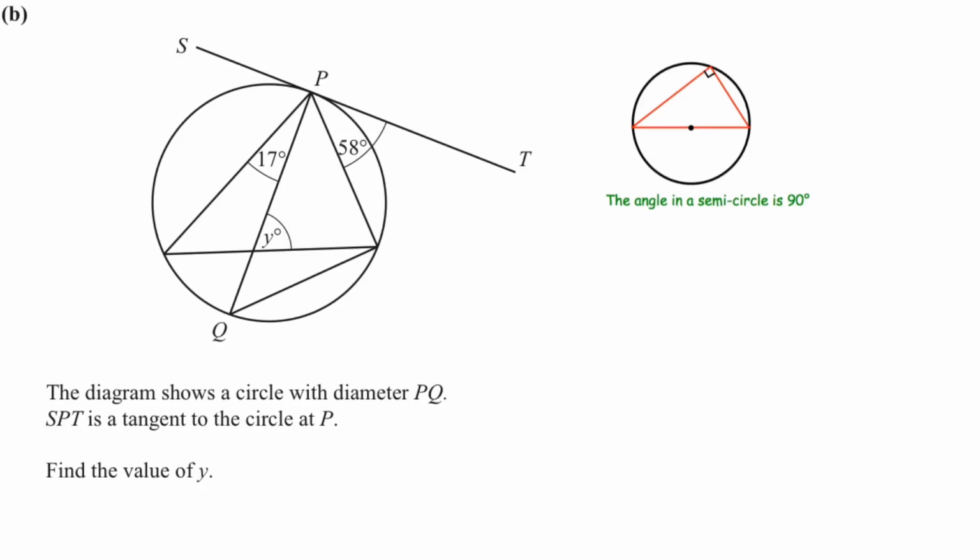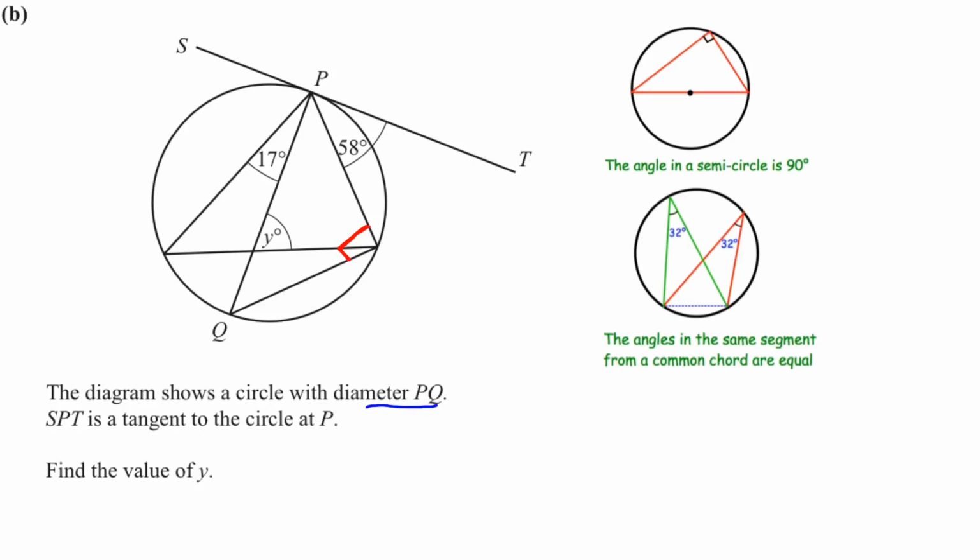First thing, we have been given the diameter, so the angle in a semicircle is 90 degrees. The angle opposite the diameter is 90 degrees. In this case, this angle here is 90 degrees. The other theorem you should know is that angles in the same segment from a common chord are equal. So if this is 17, this here will also be 17. And because it is 90, this angle here will be 90 minus 17, that is 73.